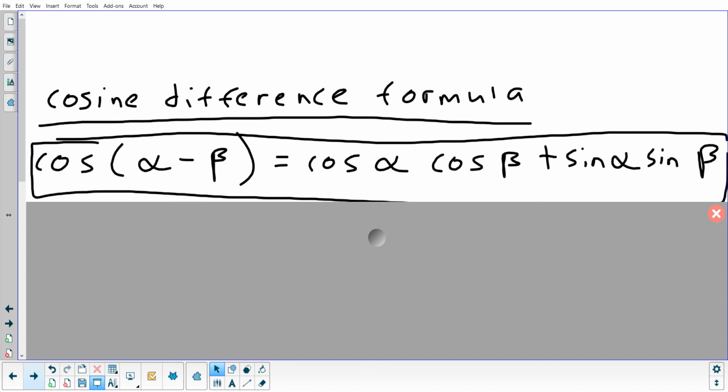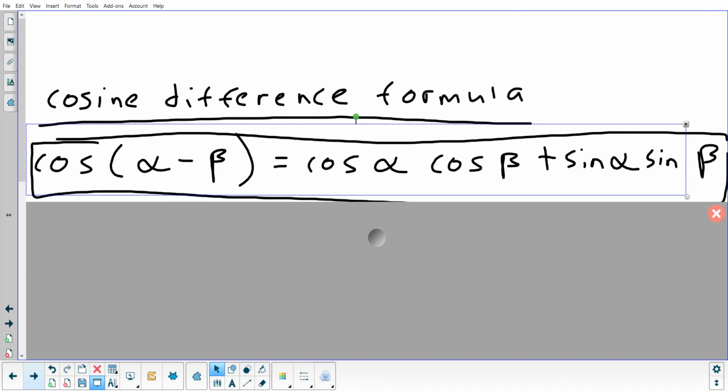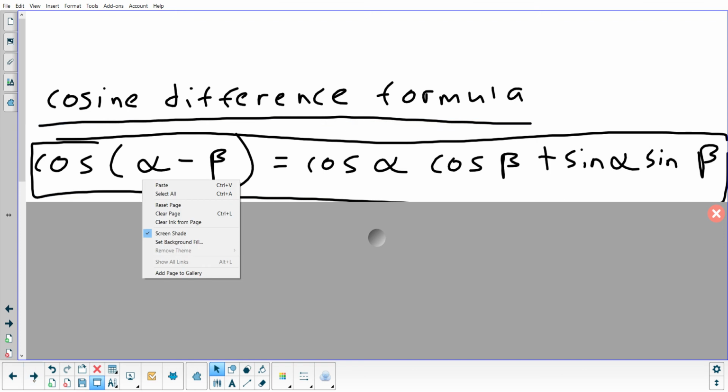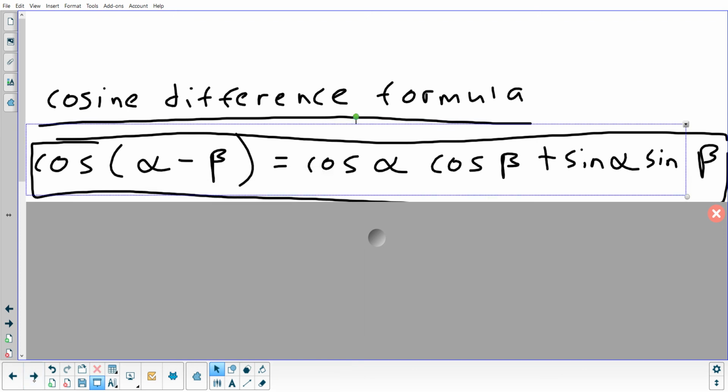All right, now what does the formula say? Well, you have cosine of alpha minus beta. I'm going to refer to alpha as angle 1. I'll refer to beta as angle 2. So it's cosine of my first angle times cosine of my second angle plus sine of my first angle, sine of my second angle.